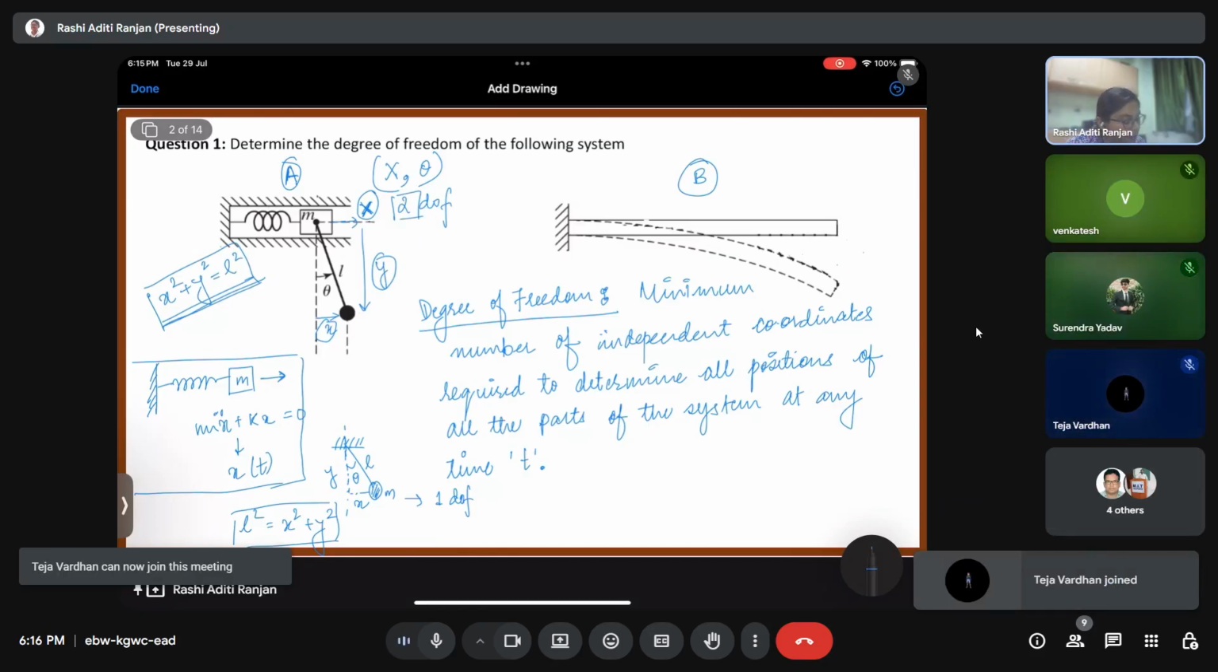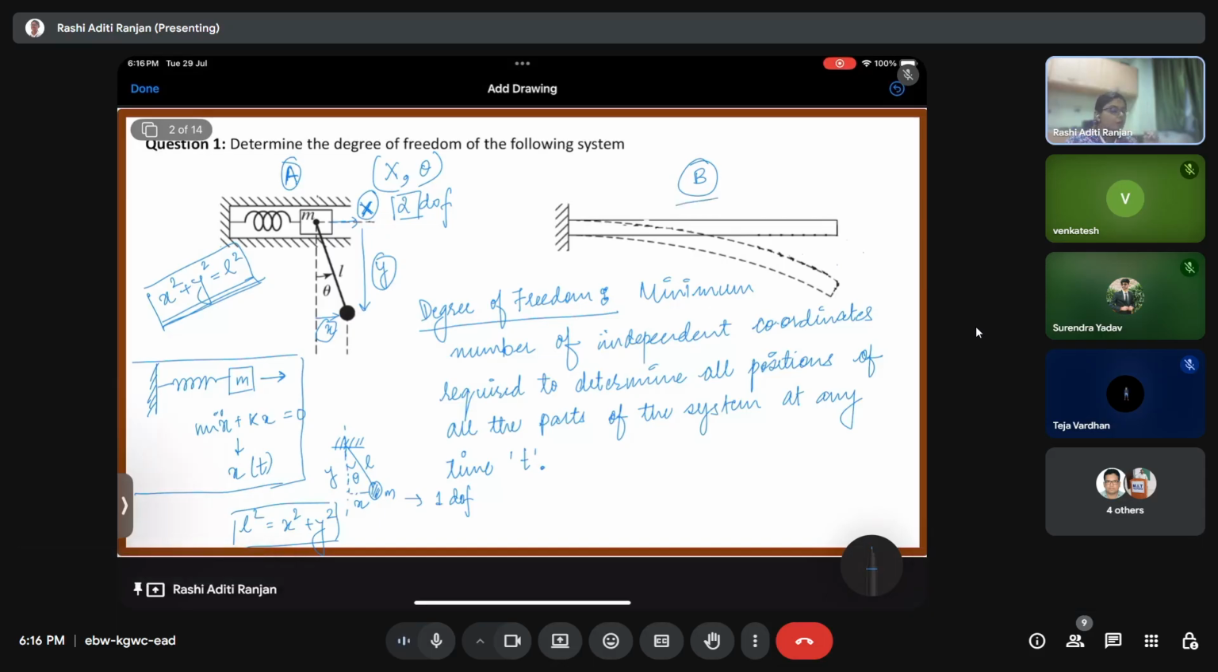Now, if we talk about B, if you see, it's a cantilever beam. Now, the cantilever beam is actually a continuous system, right? It is a rod which has distributed mass. Okay. Though we can model it as a single degree of freedom system, it needs lumping of the masses, right?